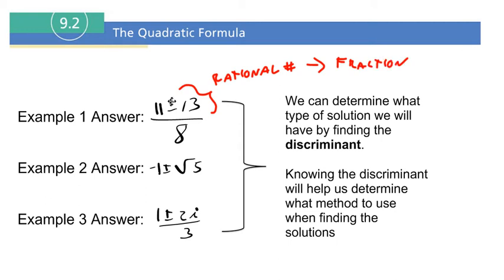So see how 11 plus 13 over 8, we can get our two answers right there. That's going to be 24 over 8, which gets 3, and 3 can be written as a fraction as 3 over 1, right? And then 11 minus 13, negative 2 over 8, that's negative 1/4. So any number that can be written as a fraction is called a rational number. Now, if you look at example number 2, negative 1 plus or minus radical 5, this is not a rational number. It's not possible to represent the square root of 5 as a fraction.